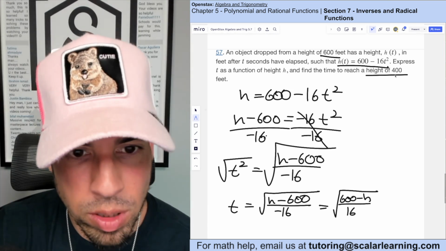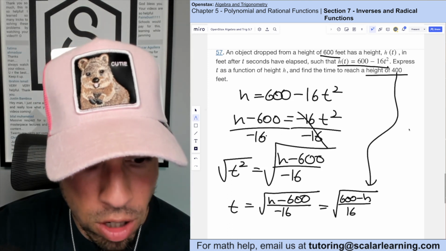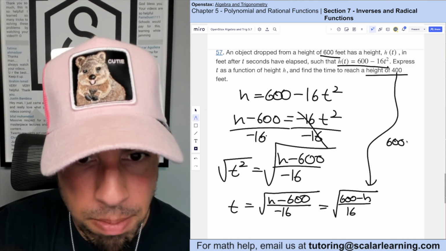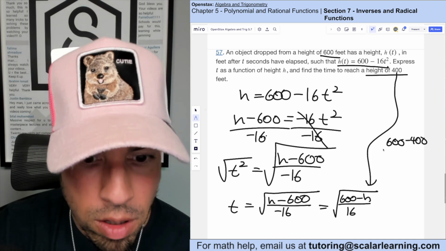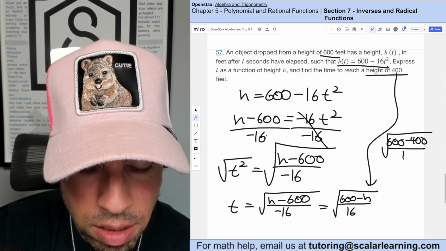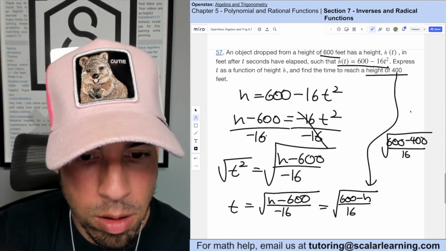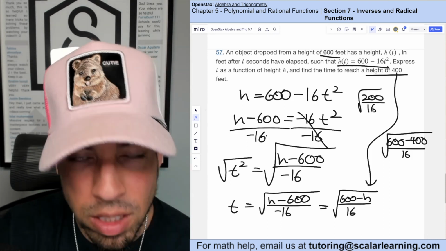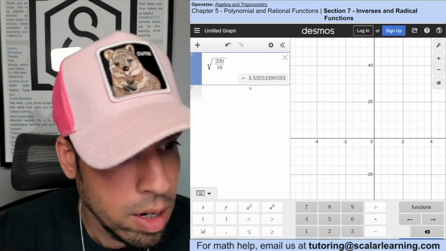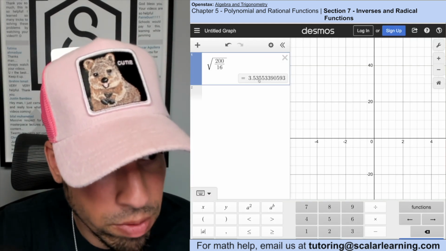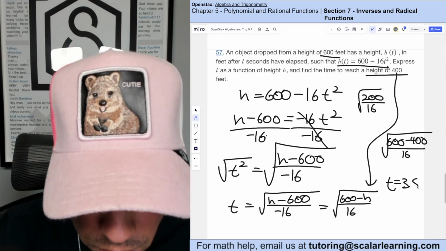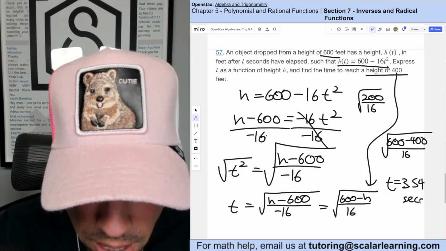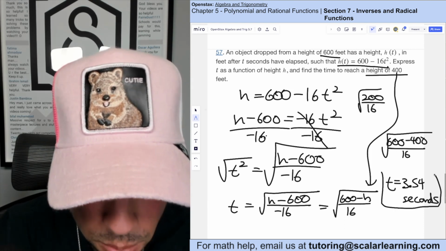Now the last step is we're going to take that height of 400 and plug and chug. So we got 600 minus 400 all over positive 16. So that becomes the square root of 200 over 16, which we'll use a calculator to approximate. And that gives us an answer of 3.535, which we'll round to 3.54. And this is in seconds. So there's your answer. Boom, done.